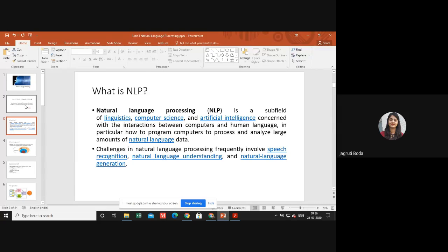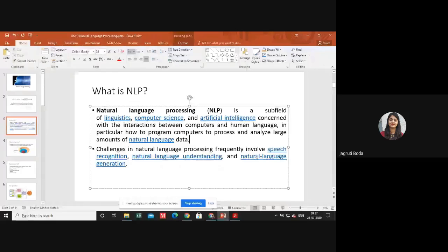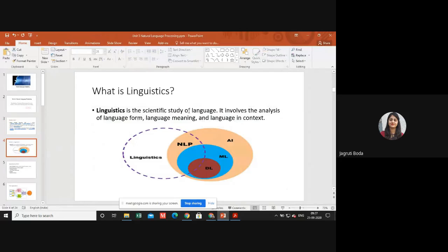Here you can see this word is a new one. What is linguistics? You all know computer science and AI, but the word linguistics is new. So I will explain what linguistics is. Linguistics is natural language understanding and natural language generation. So what is linguistics? Linguistics is a scientific study of language. It involves the analysis of language form, language meaning, and language context.